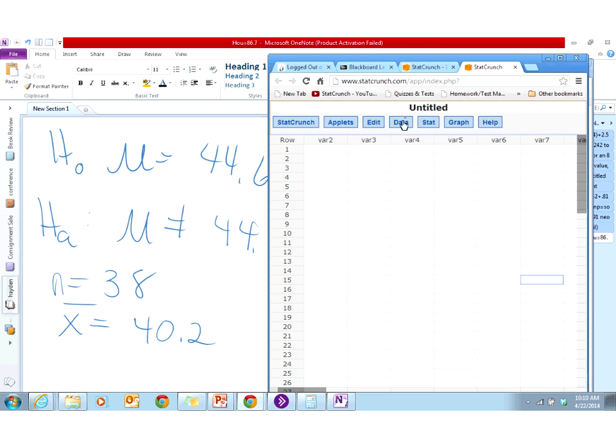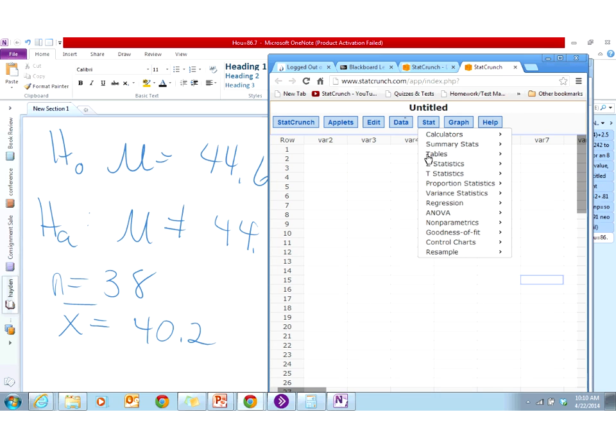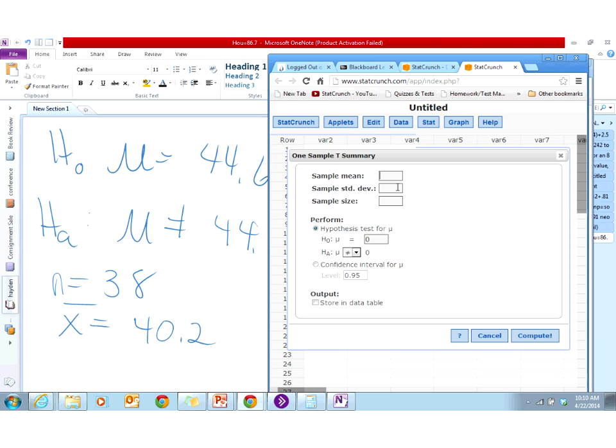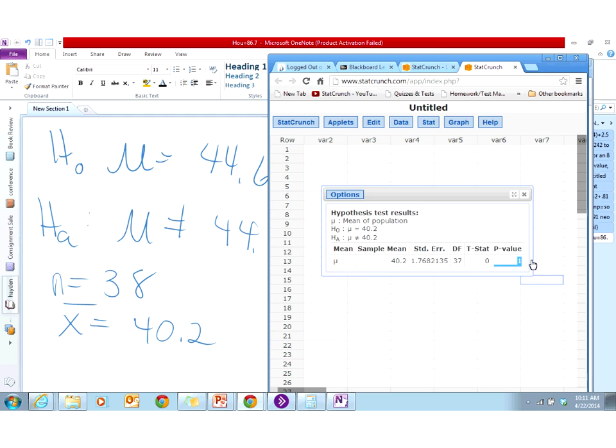All right, let's close all this up. So stat, t-statistic, one sample with summary. Sample mean is 40.2. Sample standard deviation was 10.9. My sample size is 38, which means we have 37 degrees of freedom. H naught, where that is 40.2. And we're just doing the not equals. Compute. So my p-value was 1.